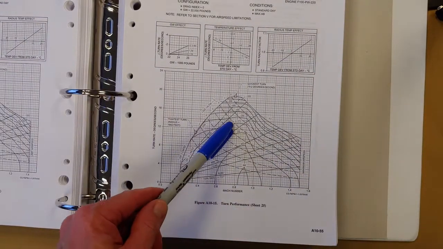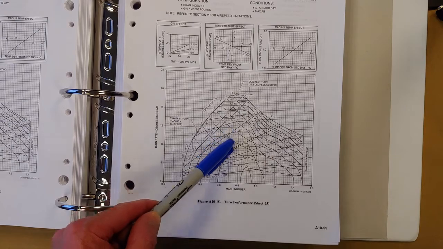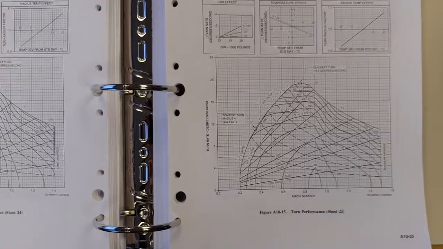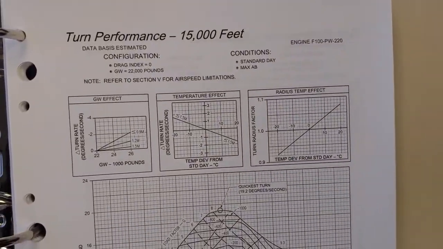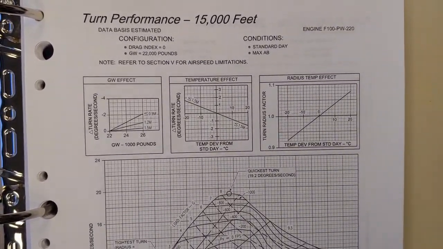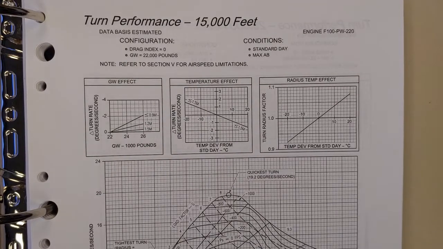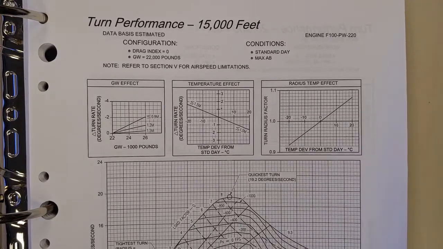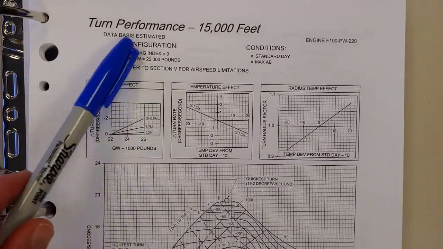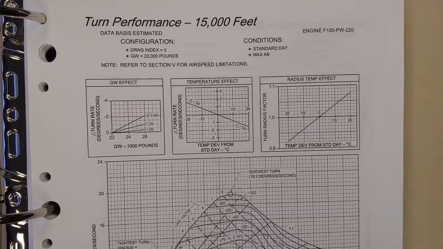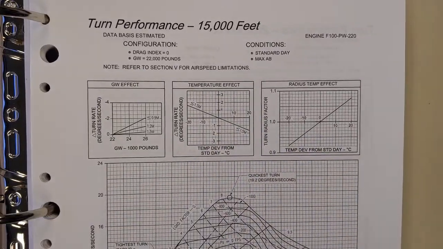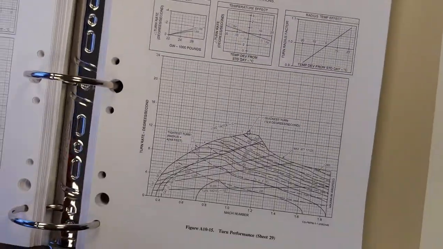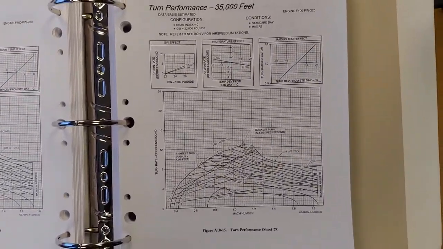And what you'll see lined up here, there's the 0 PS, there's the 200 foot per second, 400 foot per second, 600 foot per second. This is an F-16 in a certain configuration. So we've got 15,000 feet. This is in max AB, 22,000 pounds. That's a drag index of 0, so there's no stores, no tanks, nothing on here, and this is fairly lightweight. As you go up in altitude, you are going to have less PS, just like we saw on the other diagrams.